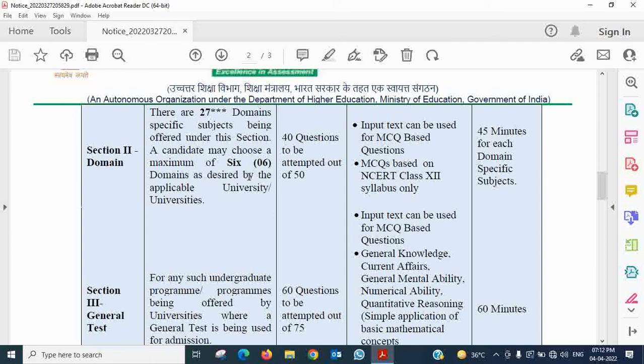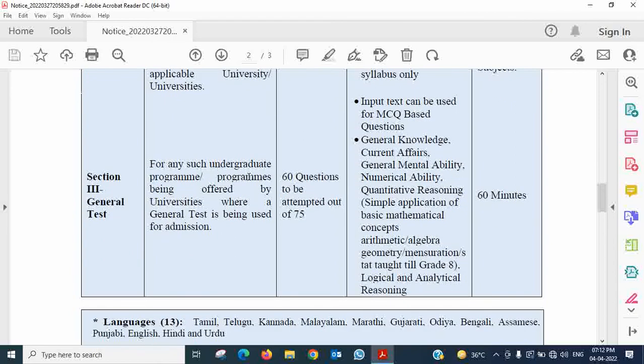Also, the MCQs will be based on the NCERT class 12th syllabus only, not even 10th and 11th. You only have to cover the syllabus of NCERT class 12. And this will be of 45 minutes. And the last section, that is the third section, will be the general test, which will comprise 75 questions and 60 minutes.